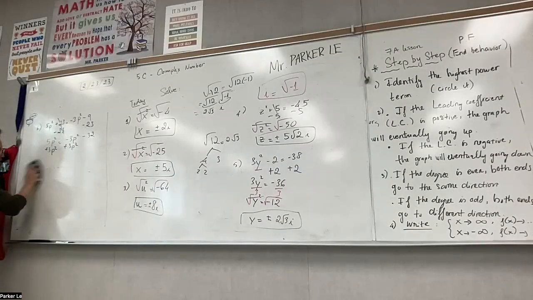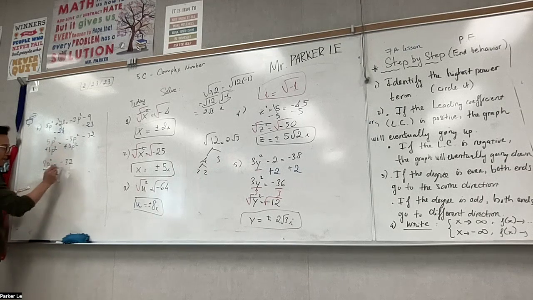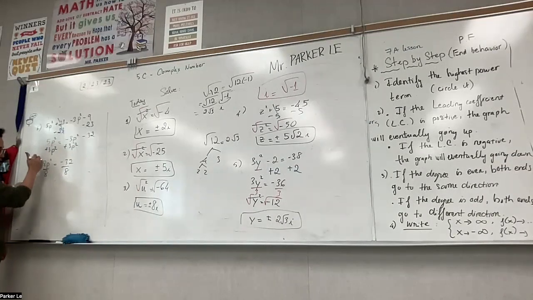To cancel this out, I have 8p squared equals negative 32. What next? Square root? No. Divided by 8. You cannot take the square root yet because the square term is p squared, but you have 8. You need to get rid of 8 first. Divided by 8, divided by 8. Now they're going to cancel out. I have p squared. What is negative 32 divided by 8?